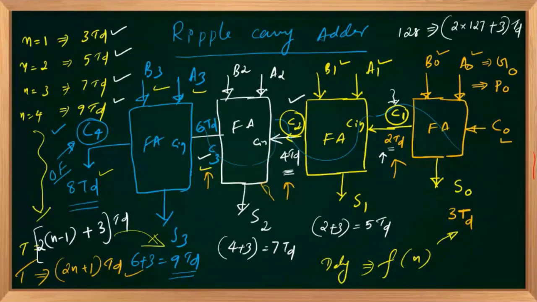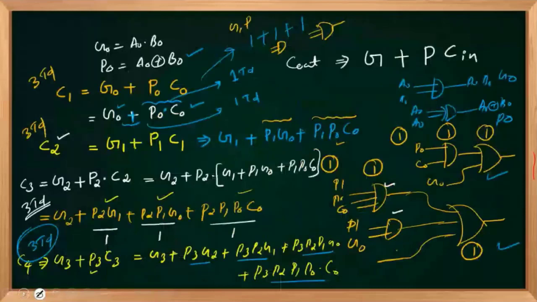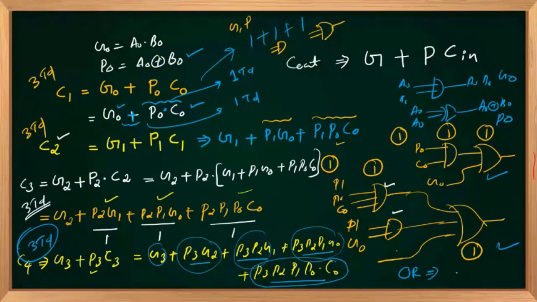So to generate individual carry outputs in the case of a 4-bit adder, we require 1, 2, 3, 4, 5 inputs for the OR gate. An OR gate with 5 inputs.